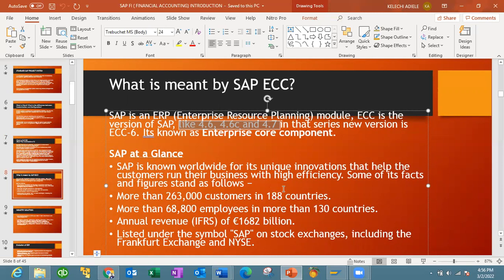SAP is known worldwide, so it's a skill that connects you around the world. I remember when I first got my call from Accenture. Accenture is like the world number one SAP provider. I was very, very excited. They called me from Germany. And my exposure to SAP has given me a world view.